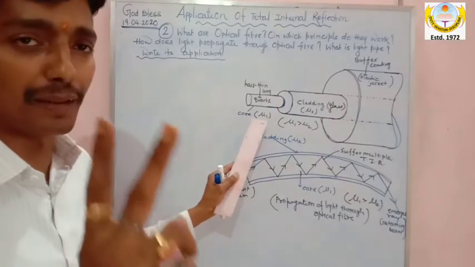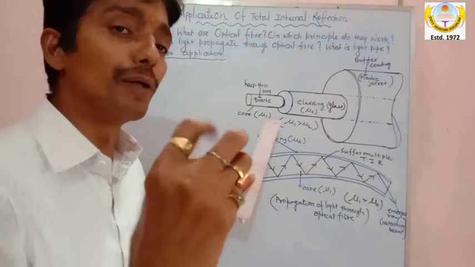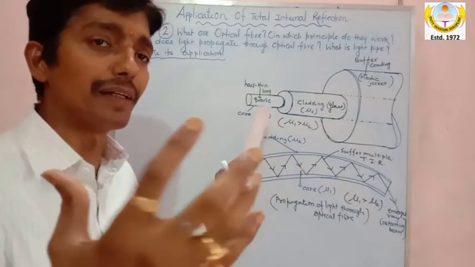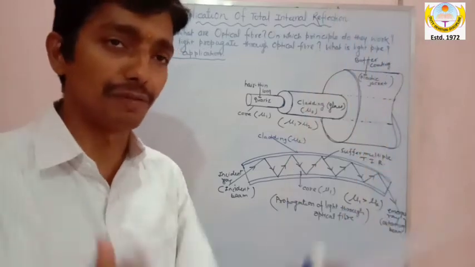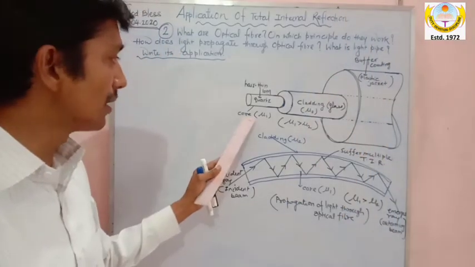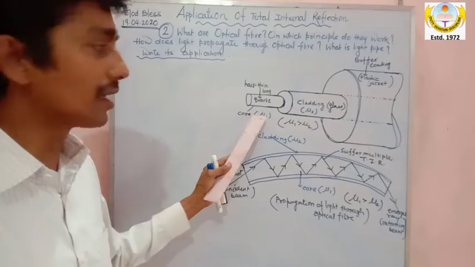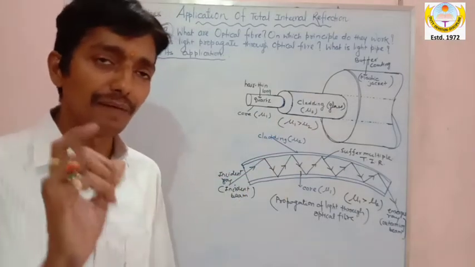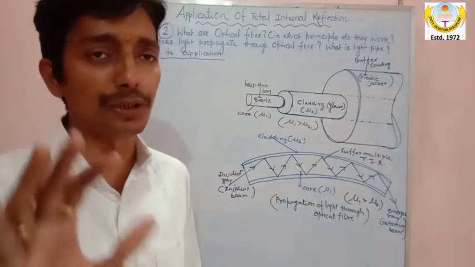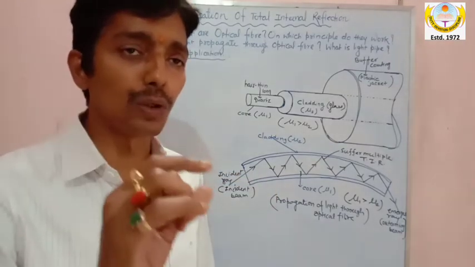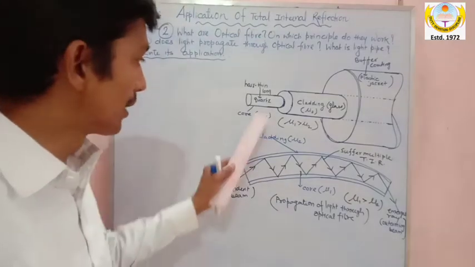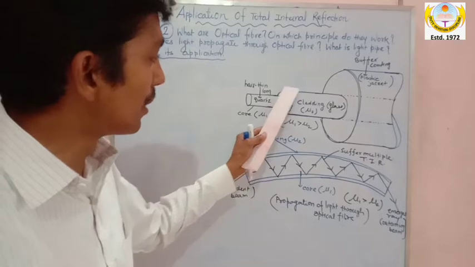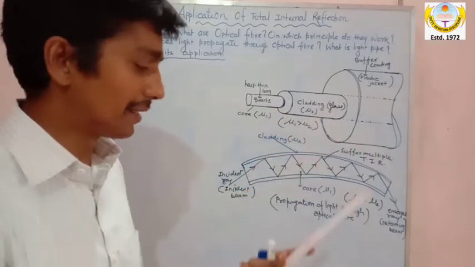Here the optical fiber has two very important components of which it is composed, and they are core, written C-O-R-E, and cladding. Please take care: core and cladding. Whenever we study optical fiber, a student should be aware of these two words. If you look at the diagram carefully, the core is covered by cladding. It is something like this.